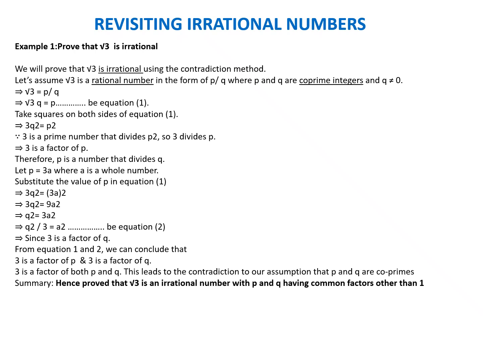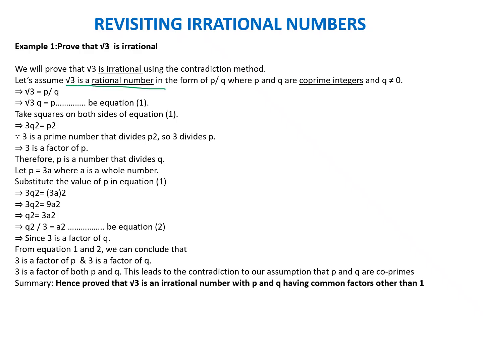Okay, now we are going to prove that root 3 is irrational. So we'll apply the same logic that we applied to prove whether root 2 is irrational or not. We are going to again assume the same method. We'll prove root 3 is irrational using the contradiction method. Let us assume root 3 is a rational number.